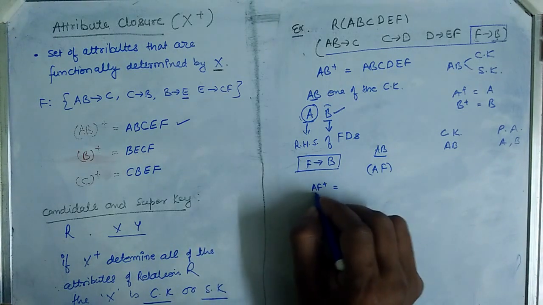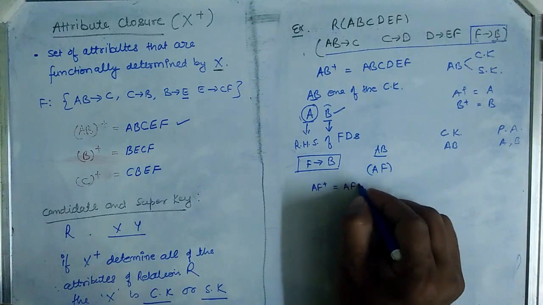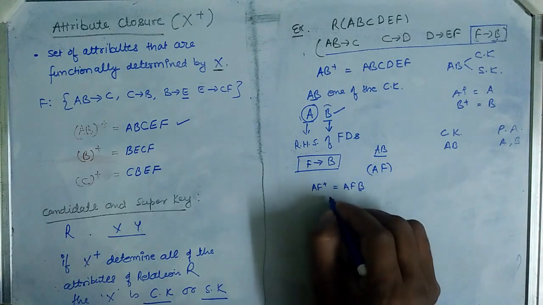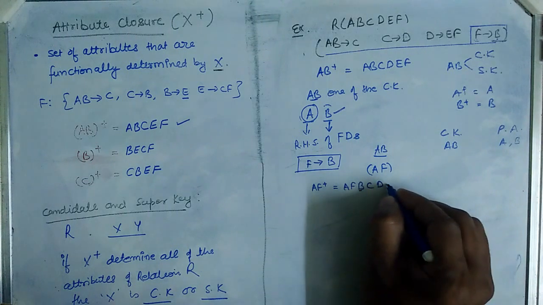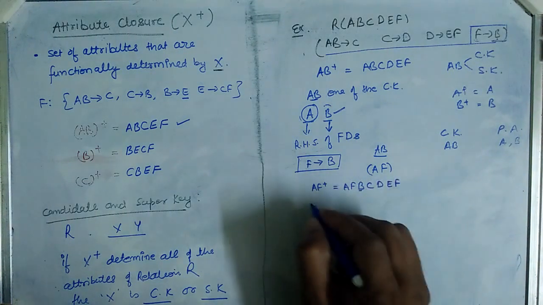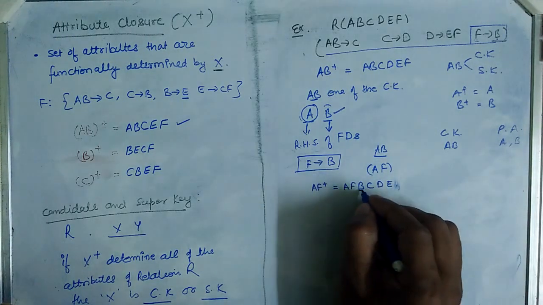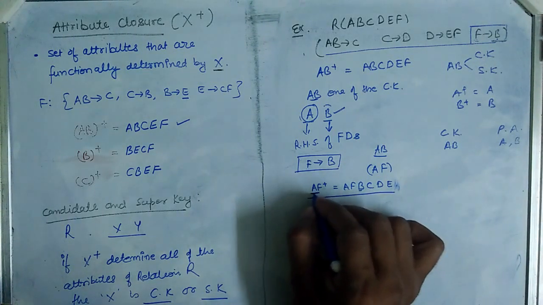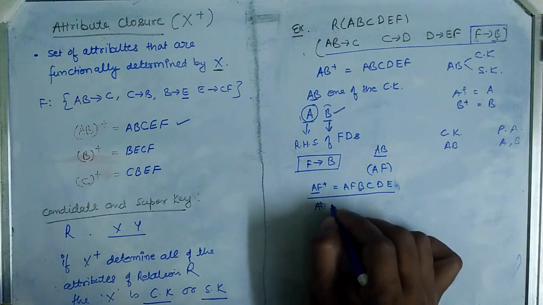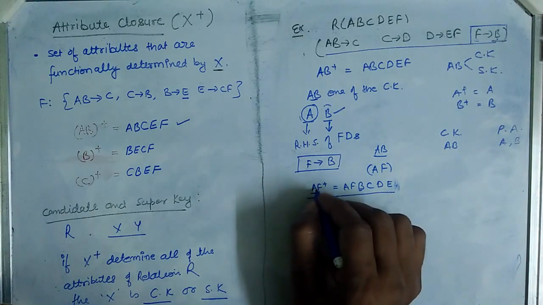To find the AF closure, you write A, F tends to B, so B can be derived. This AB can derive C, and C can derive D, and D can derive E and F. F is already there, so you cannot write it again. So all the attributes A, B, C, D, E and F can be derived by AF. So AF is a candidate key. Now A closure individually cannot determine everything, and F closure individually cannot either. That's why I directly say that AF is a candidate key, not just a super key.